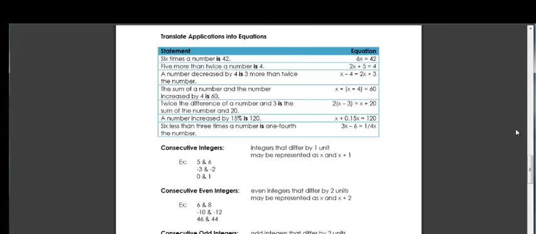Okay, the next one says 5 more than twice a number is 4. So 5 more than should tell you you're going to add plus 5. Twice a number will tell you 2x. Is an equal sign, and then 4.